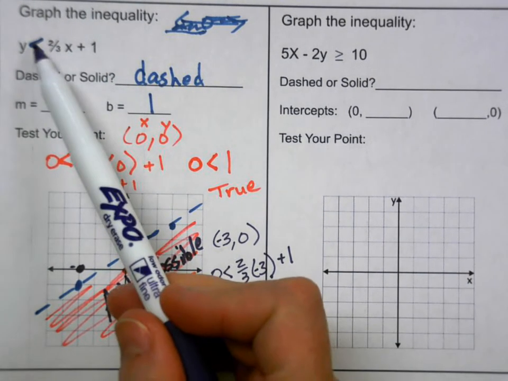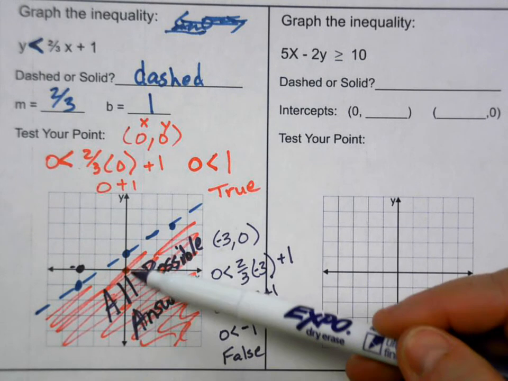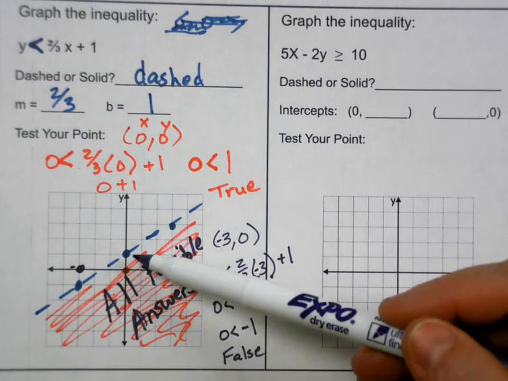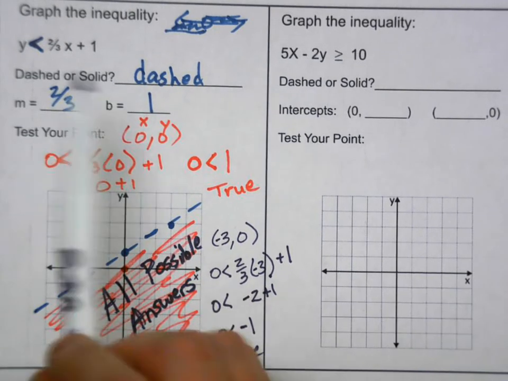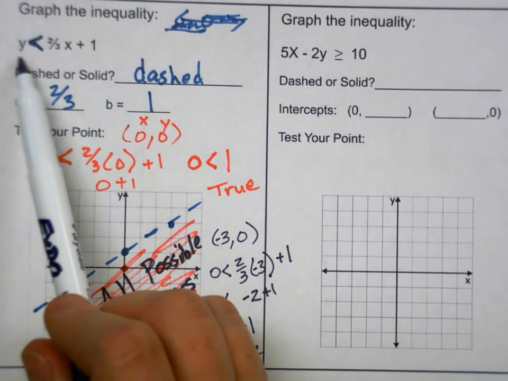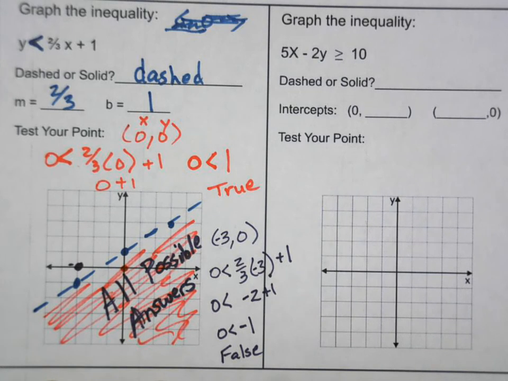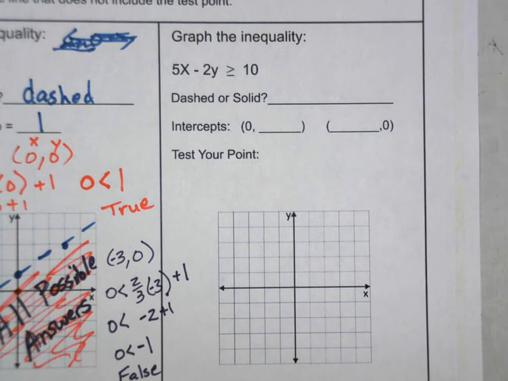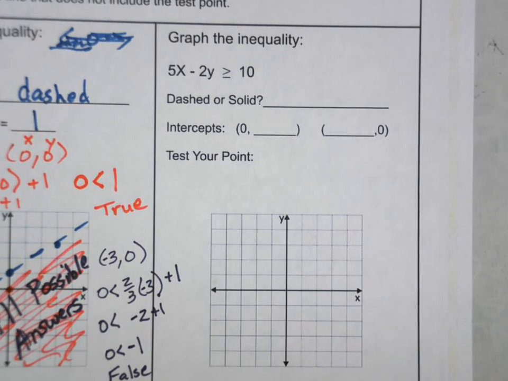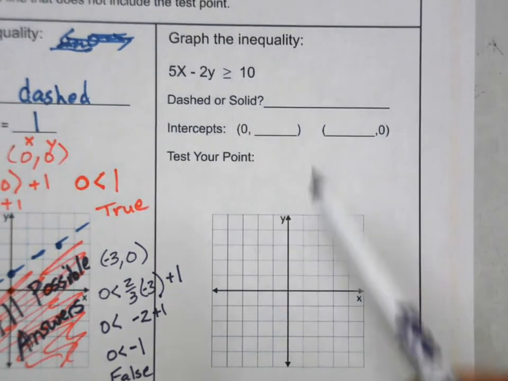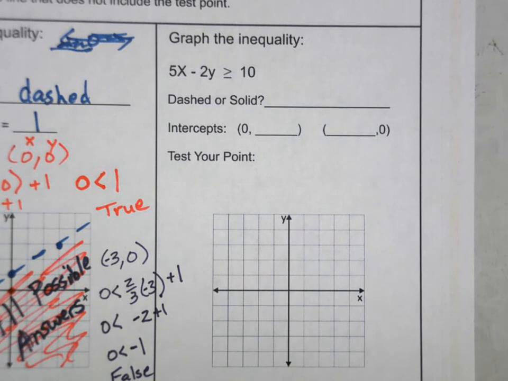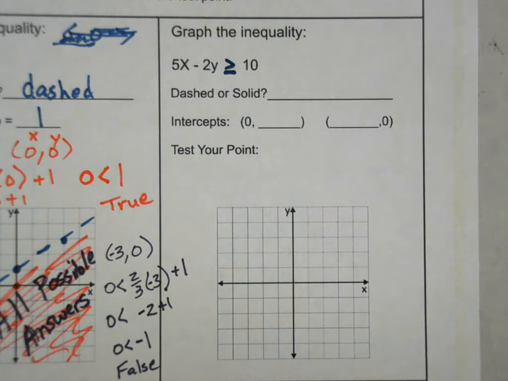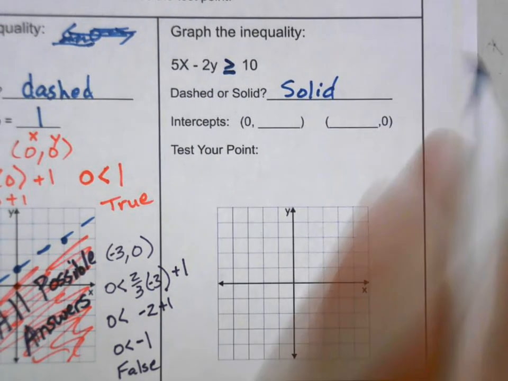If this is less than, it's going to be shaded down the y-axis. That's what should happen if you plug in a point. But that rule only works if it's a y by itself. It doesn't always work in a standard form equation. So for this one, we couldn't necessarily use that rule because it's not in slope-intercept form. Looking at the symbol for this one, it's going to be solid, because it's got this line underneath it, meaning or equal to.